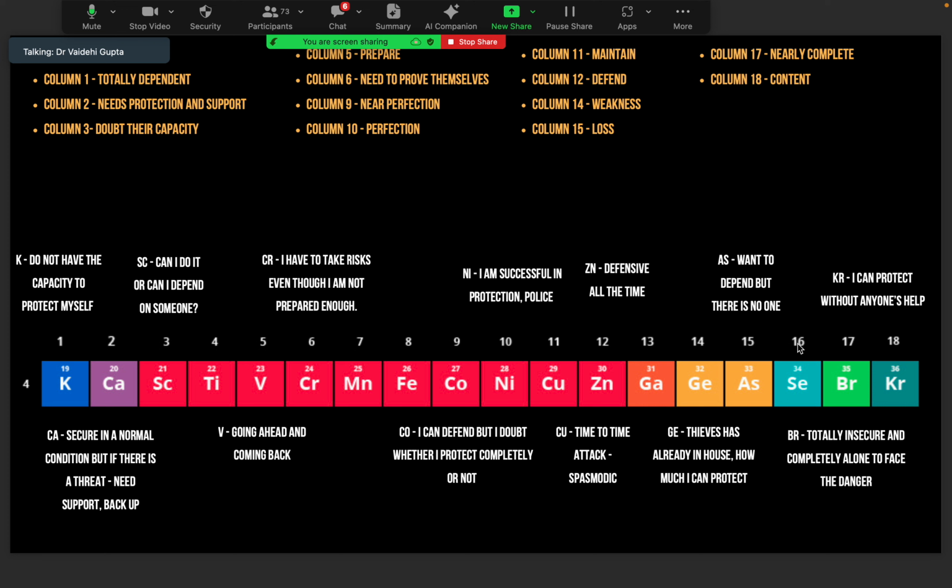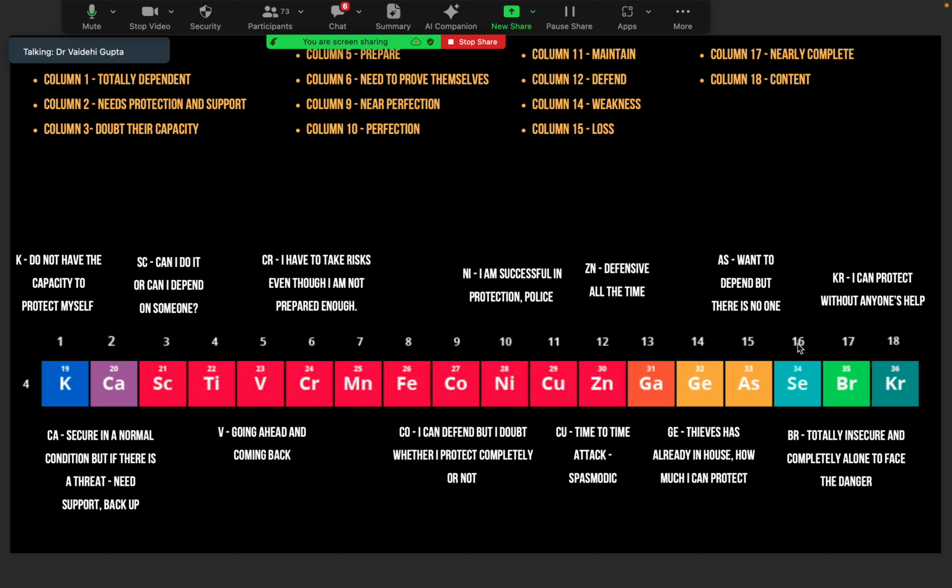Calcium, secure in a normal condition, but if there is a threat, needs support, backup. Like in calcium, I can live in a separate house, but when there will be a thief, I just want someone else to get rid of him. Scandium, can I do it or can I depend on someone? He is not clear about it, whether he can get rid of that thief or not.